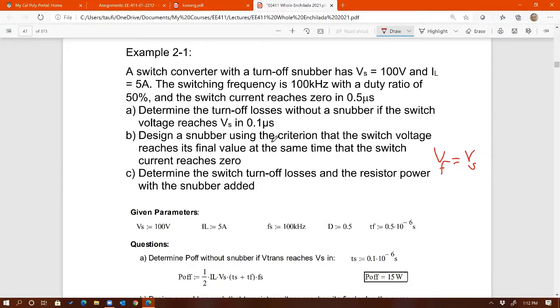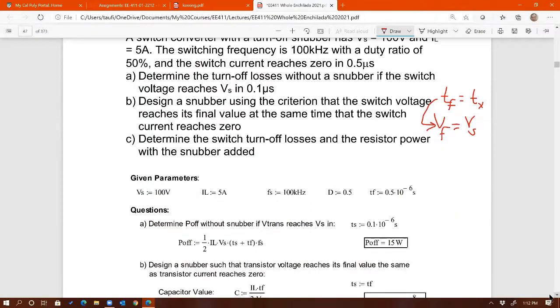Let's read it again. The switch voltage reaches its final value, which is Vs, at the same time that the switch current reaches 0. So that's Tf equals Tx, and if that's the case, then Vf is equal to Vs. So that's the condition for part B. Determine the switch turn-off losses and the resistor power with the snubber added. Okay, we're going to calculate that. All right, let's do part A.